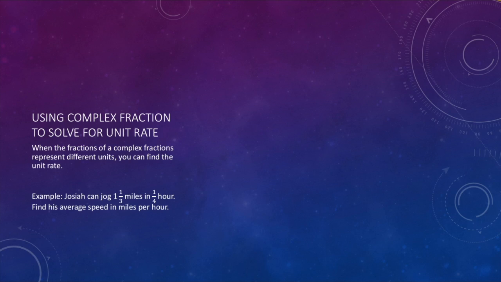So let's look at this example. Josiah can jog 1 1/3 mile in 1/4 of an hour. Find the average speed in miles per hour. That's the key right there, because when we do this, we have to set up our rate of miles to hours. So we have 1 1/3 miles over 1/4 hour.